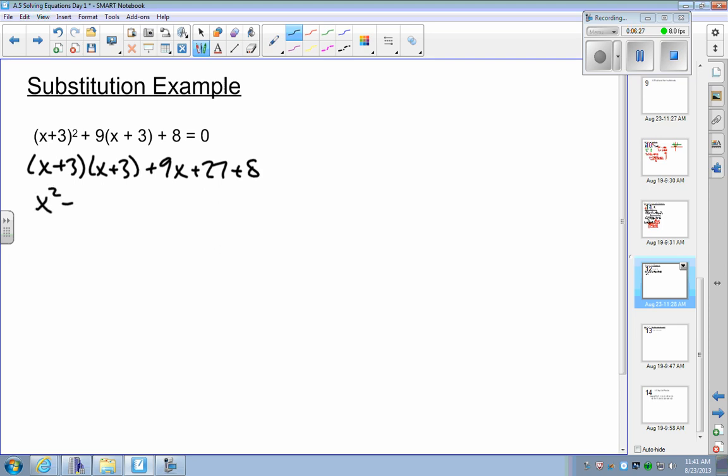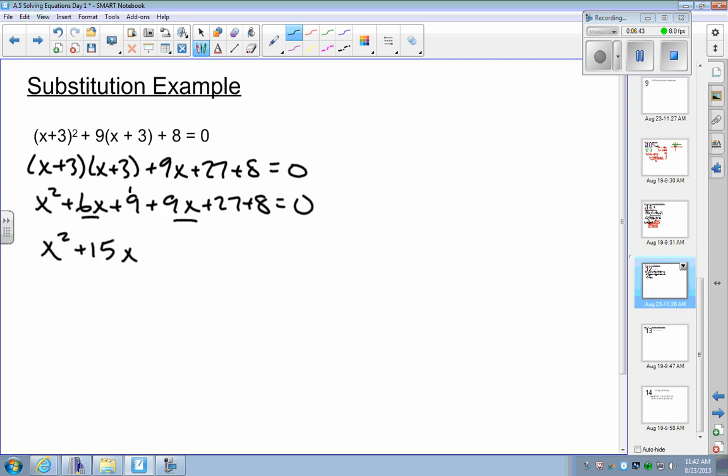Okay, I'm going to double distribute this quickly and collect all the terms. Of course, these equal 0. 9 and 27 gets you to 36, plus 8 gets you to 44. So you just turn this big mess into a simple little quadratic.